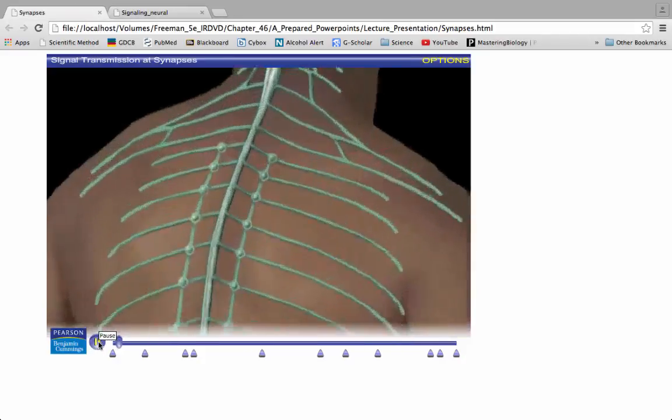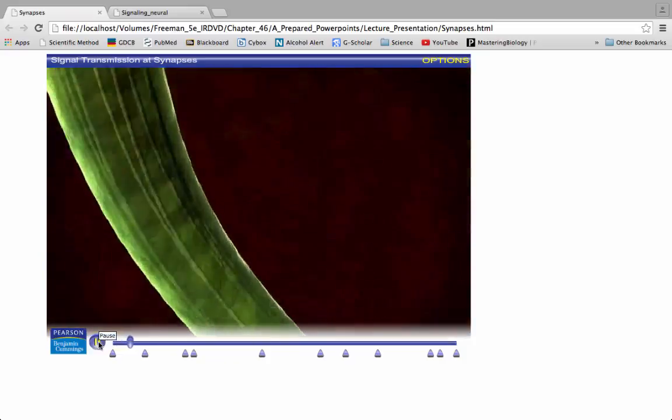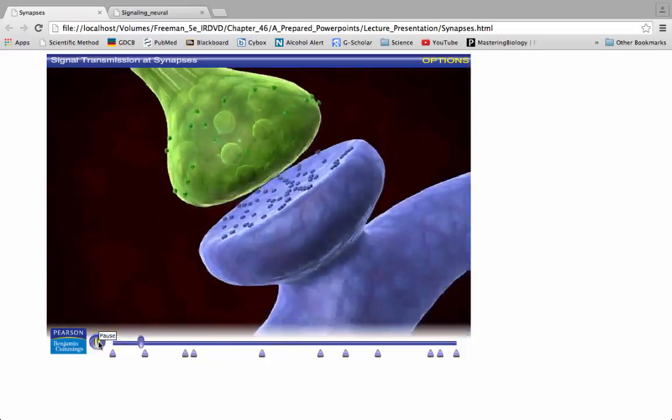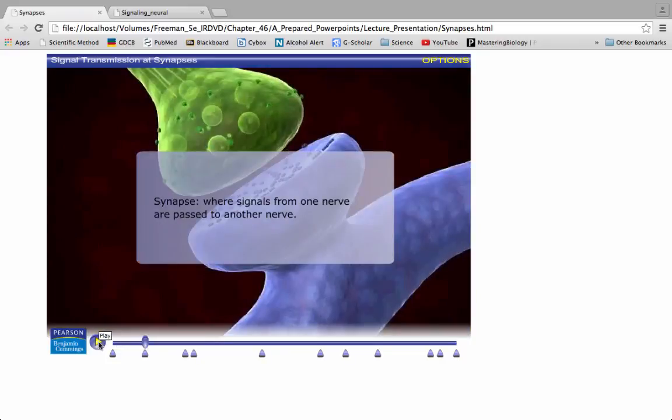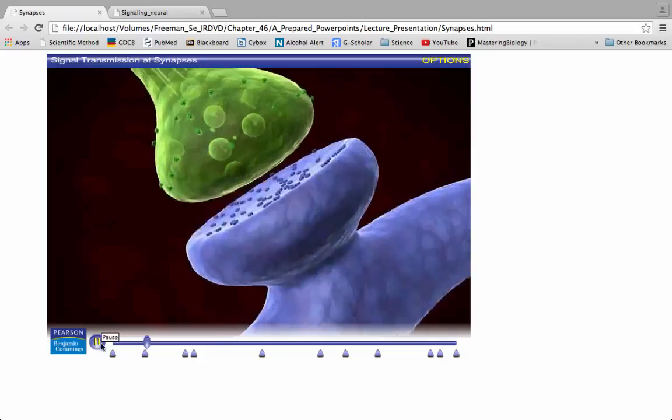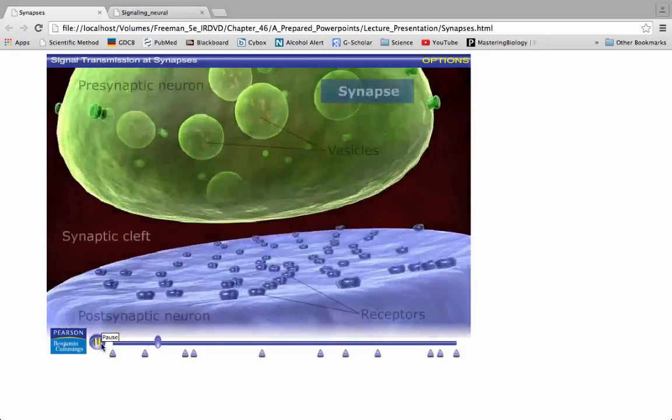If we look more closely at the synapse, it's the place where signals from one neuron are passed to another neuron. The synapse connects the presynaptic neuron to the postsynaptic neuron. The gap between the two neurons is called the synaptic cleft, and neurotransmitter is contained in vesicles known as synaptic vesicles and is released into the synaptic cleft, which it crosses to reach receptors on the postsynaptic neuron.